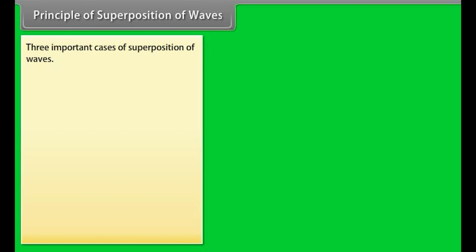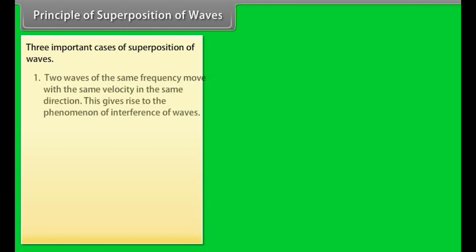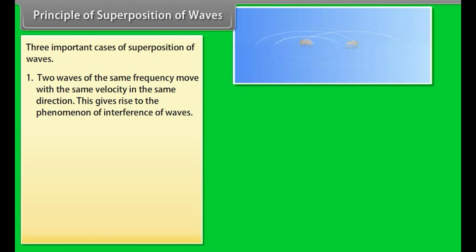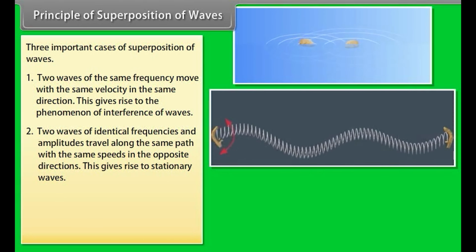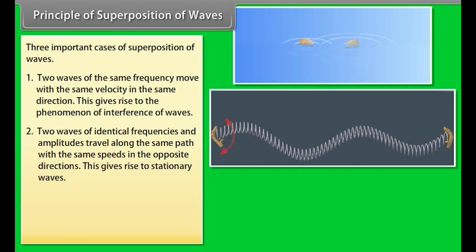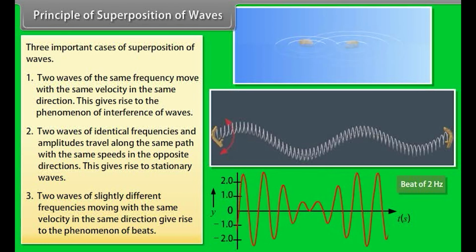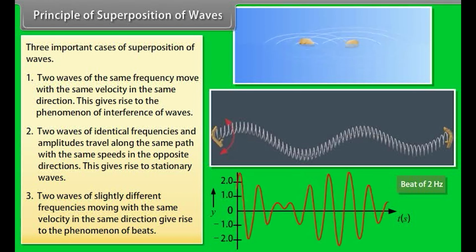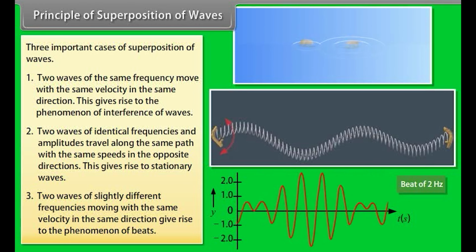This gives rise to the following three important cases of superposition of waves. Number 1. Two waves of the same frequency move with the same velocity in the same direction. This gives rise to the phenomenon of interference of waves. Number 2. Two waves of identical frequencies and amplitudes travel along the same path with the same speeds in opposite directions. This gives rise to stationary waves. Number 3. Two waves of slightly different frequencies moving with the same velocity in the same direction give rise to the phenomenon of beats.